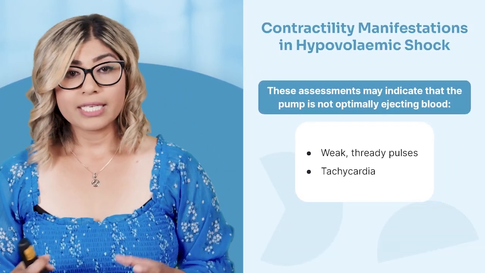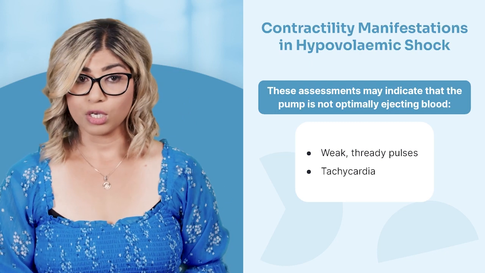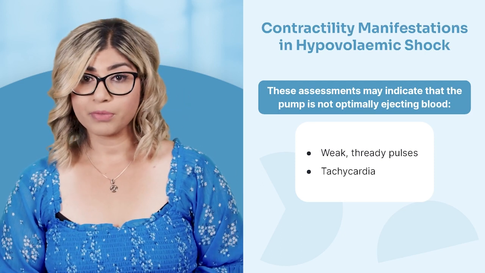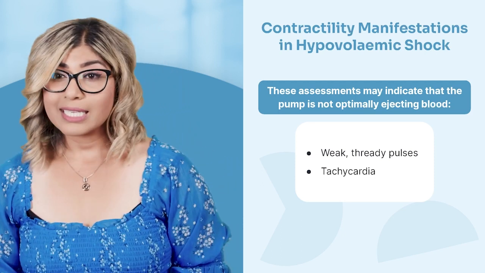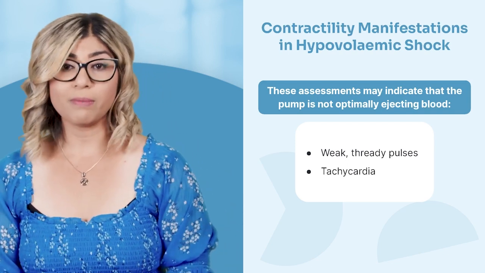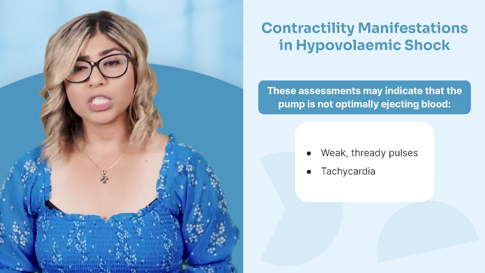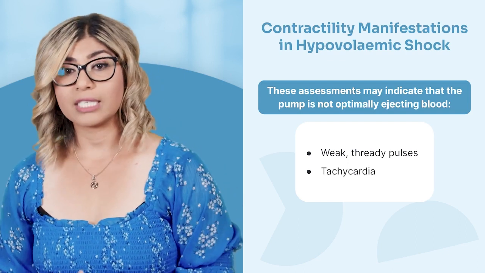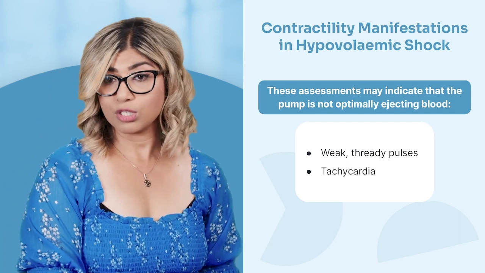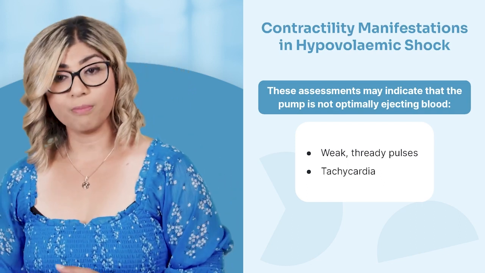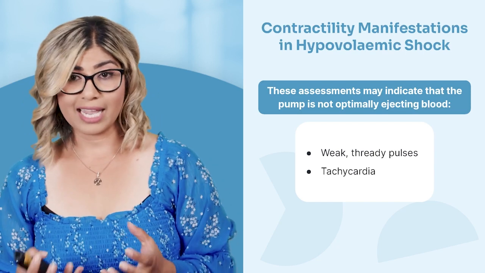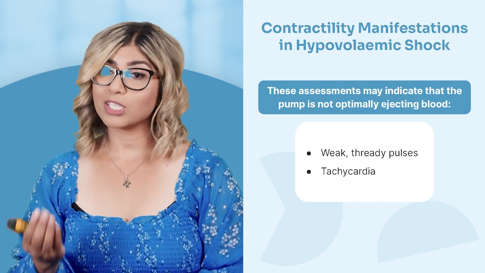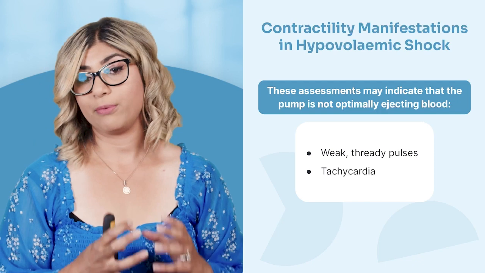In regards to contractility manifestations in hypovolemic shock, these assessments may indicate that the pump is not optimally ejecting blood. Weak, thready pulses indicate there isn't a lot of fluid in the tank to be pumped out. And a tachycardia is the compensatory mechanism that we see within our body in response to low contractility. Because if stroke volume is reduced, the body will try to increase heart rate to compensate for this. This is because our cardiac output is equal to our heart rate times our stroke volume. So when one goes down, the other must go up to try to keep that cardiac output the same.